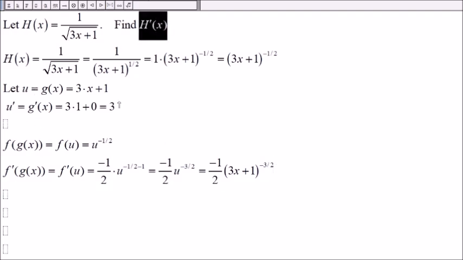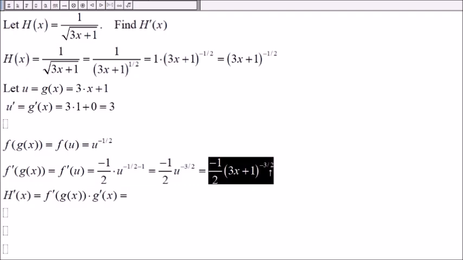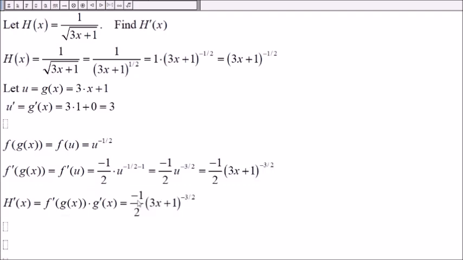And so h prime of x, by the chain rule, is f prime of g of x times g prime of x. And so we get negative 1 half times 3x plus 1 to the negative 3 halves, and then times 3. And then negative 1 half times 3 is negative 3 halves. And this is the answer.